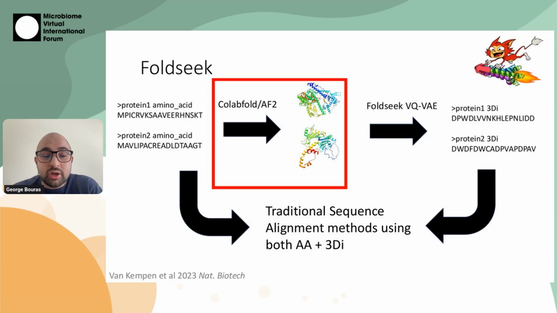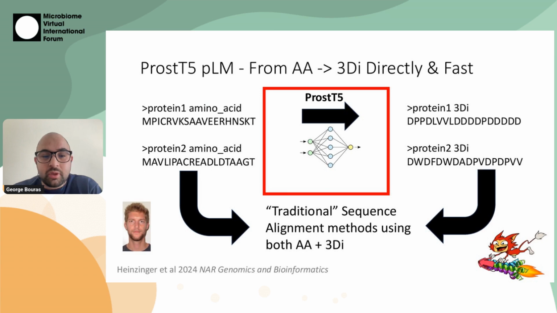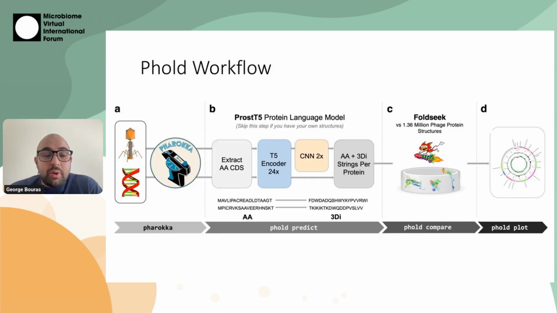AlphaFold2 is revolutionary, Nobel Prize winning, but it still takes quite a lot of time to run and needs big computers, especially if you do more than a few proteins. So my colleague Michael, in the bottom left, developed a protein language model, ProstT5, that is thousands of times faster, and it's genius because it goes directly from amino acid straight to the 3Di, which then you can use with Foldseek really fast. Phold, which is my tool, leverages these two tools to great effect.